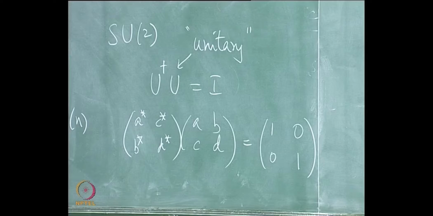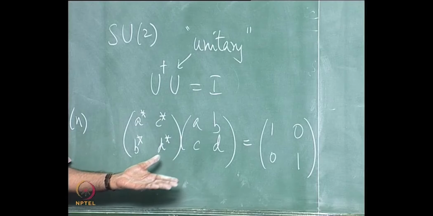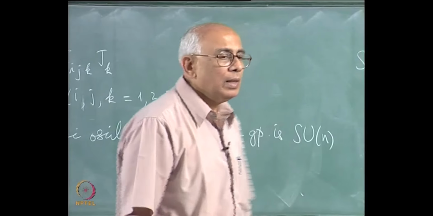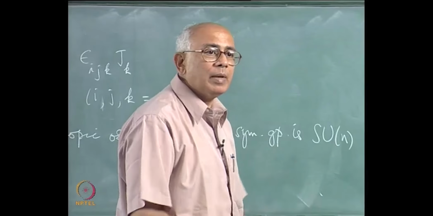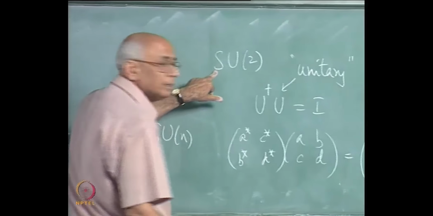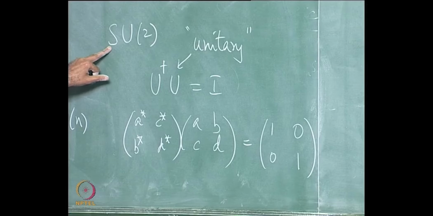How many parameters are left now? How many conditions does this give me? It gives you 4 conditions. So how many parameters are left? 4 parameters are left. I now insist that the determinant of the matrix be equal to +1. That is what makes it S. How many parameters are left? 3, and therefore the number of generators is 3.